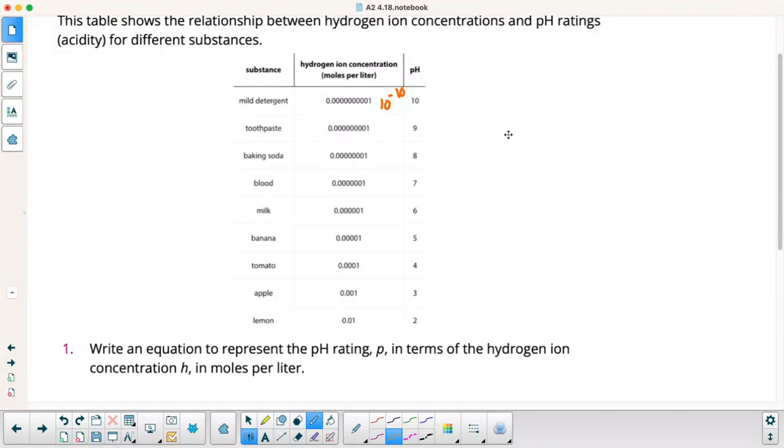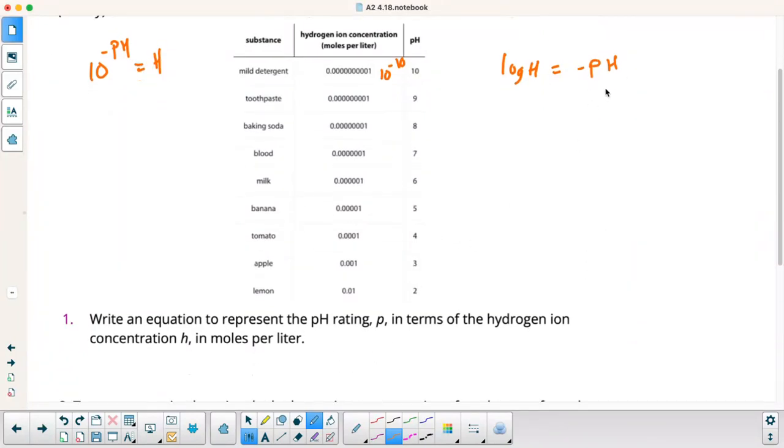So just like we were doing before, it's basically log base 10 of H equals your negative pH, all right? Because we'd say this is opposite of that. So really it's 10 to the negative pH equals your hydrogen. So if I divide by -1, I get here. So we're going to say P equals negative log base 10 of H. Okay, just like that.